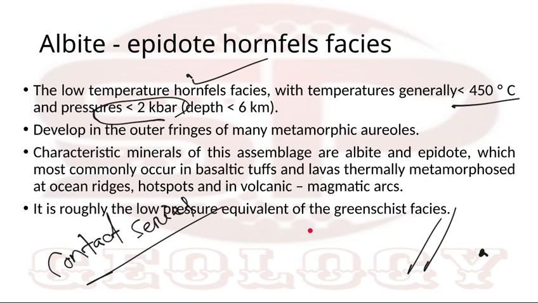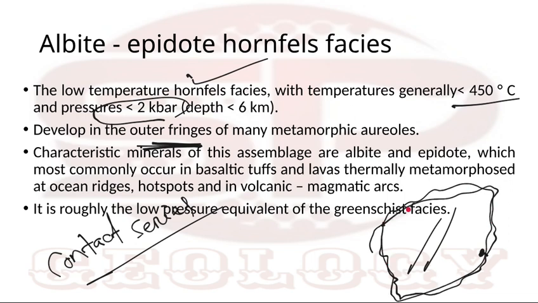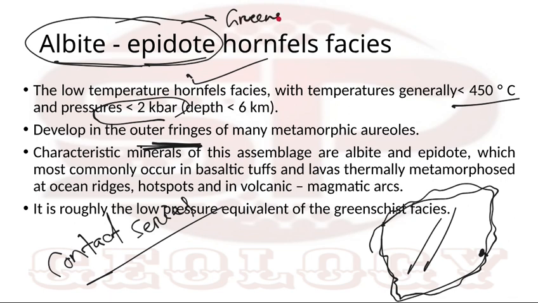So what is the characteristic? It develops outer fringes, like a zone where only albite epidote hornfels you can find. The characteristic mineral assemblage is albite and epidote; that much is enough. It is roughly the low pressure, high temperature equivalent of greenschist facies. Greenschist facies, you know the index minerals, tell me.